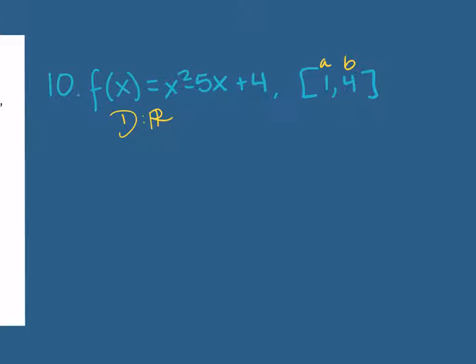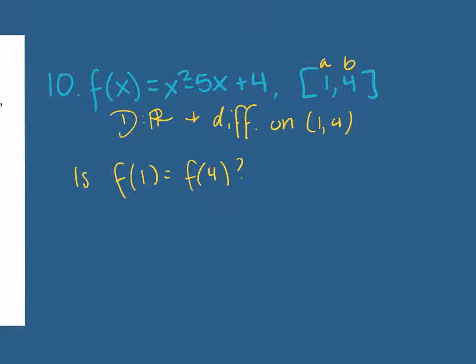And then is it differentiable on the open interval (1, 4)? Well, if I take the derivative, is there anywhere in (1, 4) that creates a problem? And that would be no, because the derivative is a line, okay? So it is differentiable. So I can use Rolle's theorem. The last thing I have to check, though, is to make sure that f of a is equal to f of b. So is f of 1 equal to f of 4?